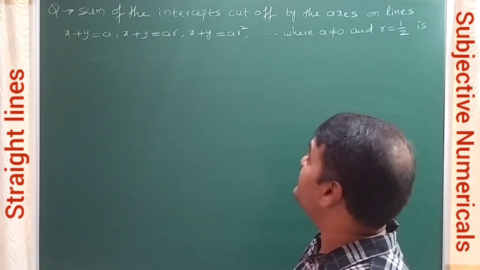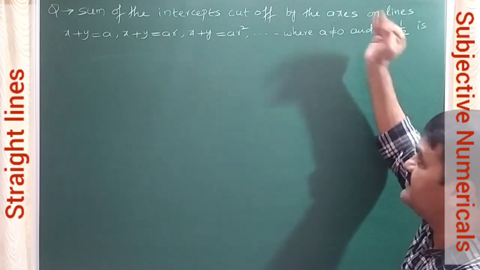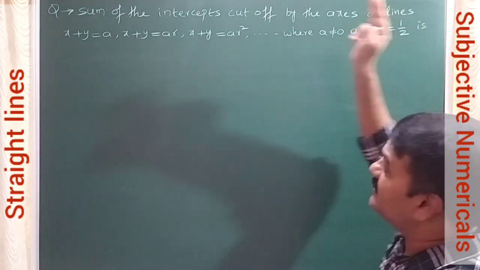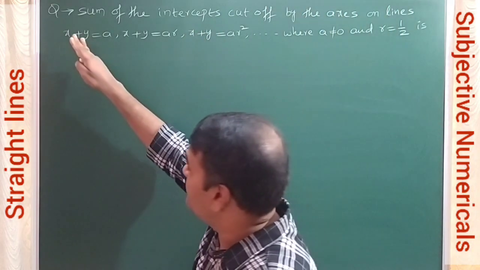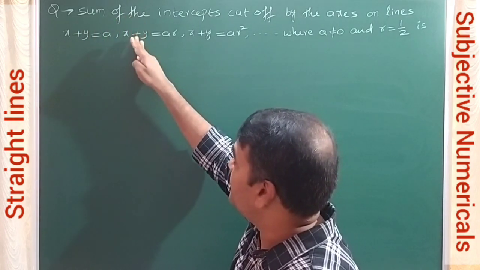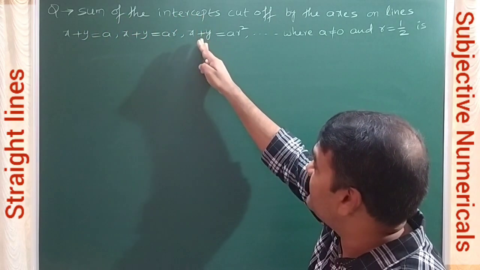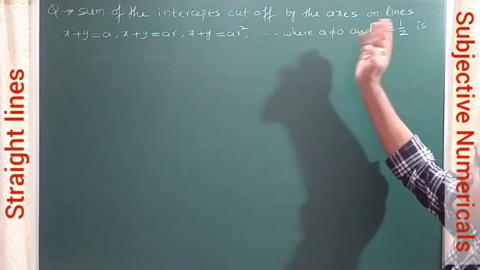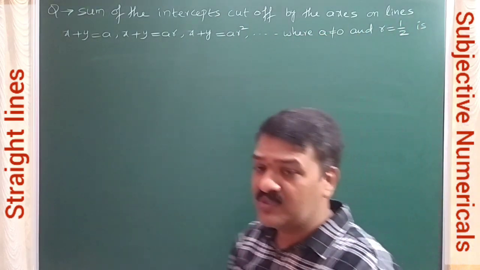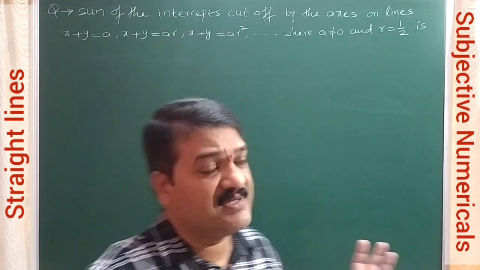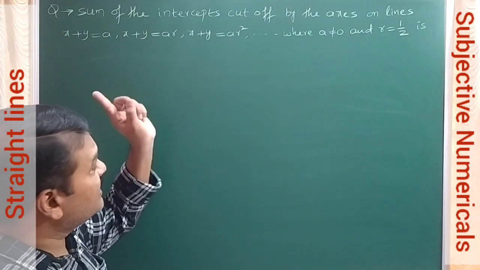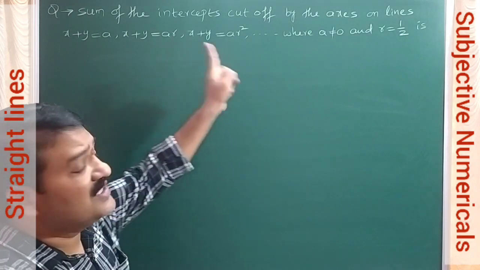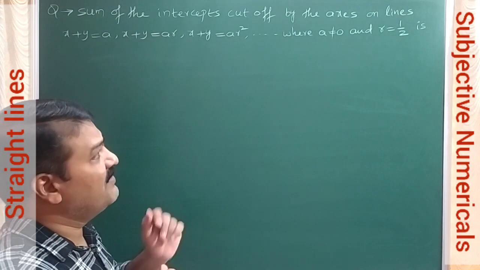Sum of the intercepts cut off by the axis on the lines x plus y is equal to a, x plus y is equal to ar, x plus y is equal to ar square and so on, where a is not equal to 0 and r is 1 by 2. So the sum of the intercepts cut off by the axis for each of these lines is what we have to find.